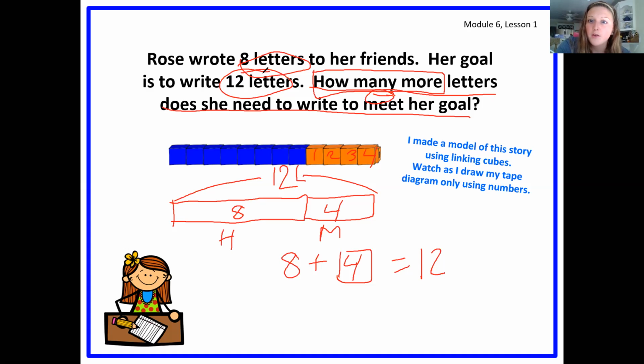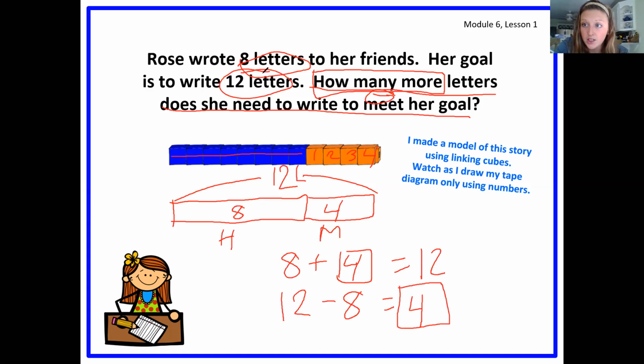The way I set up here, there's how many more, I meant subtraction. So I know if she wants to get to 12, if I subtract how many she has, that would be 8. I need to know what's 12 minus 8. I have 12 here. If I cross off these 8, I'm left with 4, right? So I could say she needs to write 4 more letters.